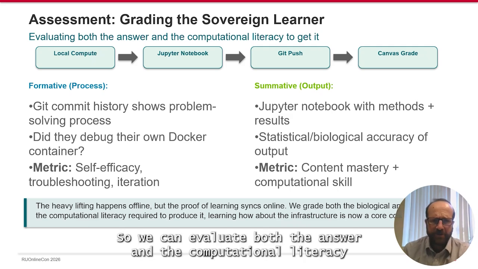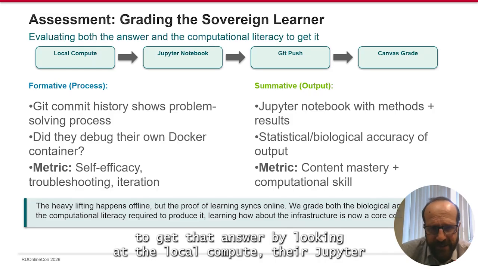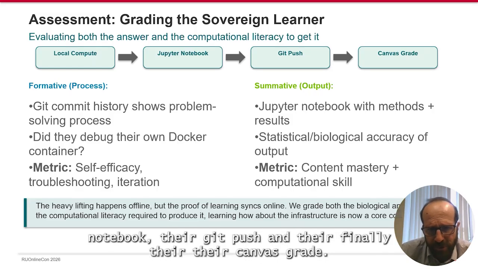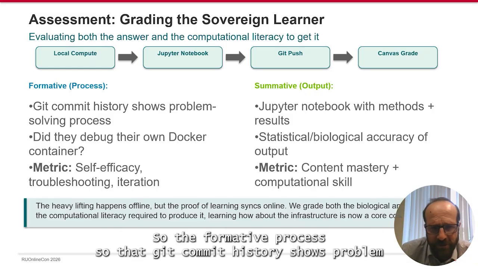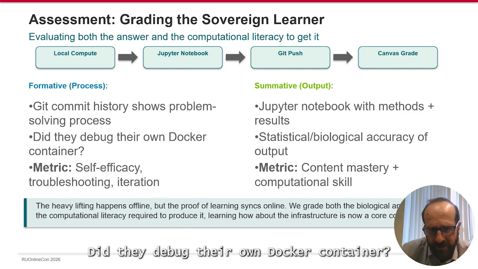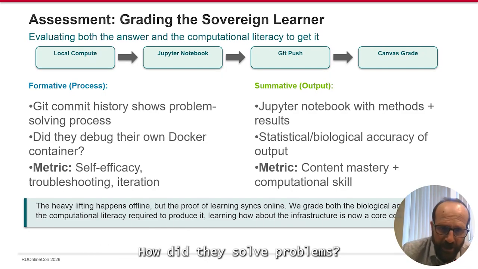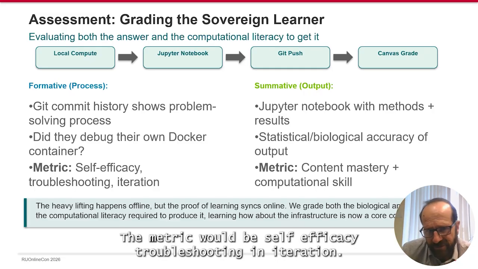We can evaluate both the answer and the computational literacy to get that answer by looking at the local compute, their Jupyter notebook, their Git push, and finally their Canvas grade. So the formative process: the Git commit history shows the problem-solving process. Did they debug their own Docker container? How did they solve problems? The metric would be self-efficacy, troubleshooting, and iteration.